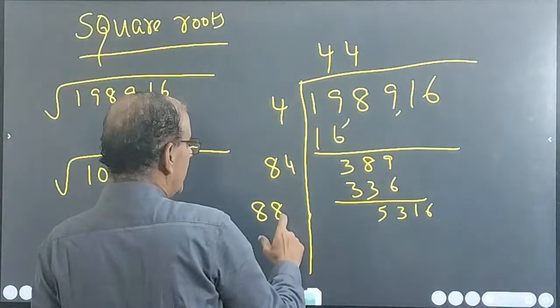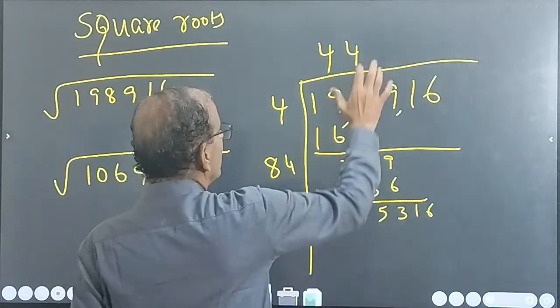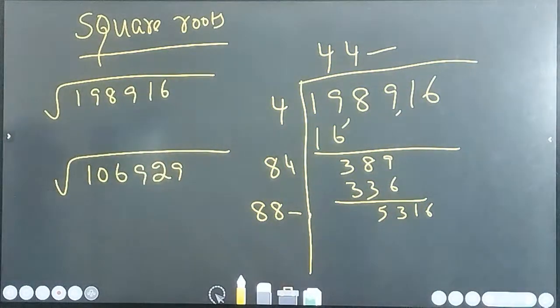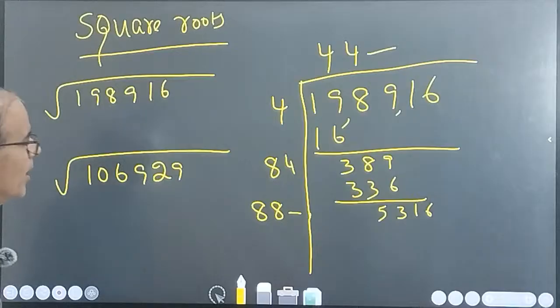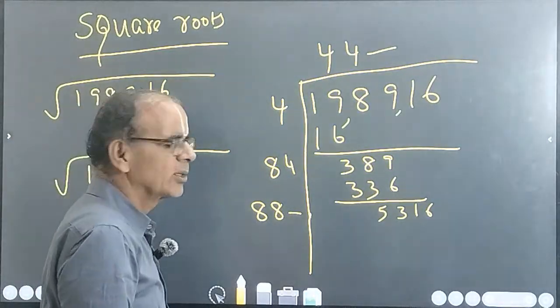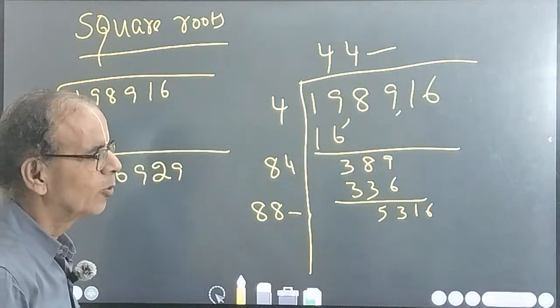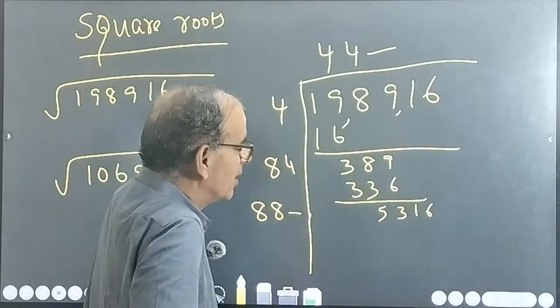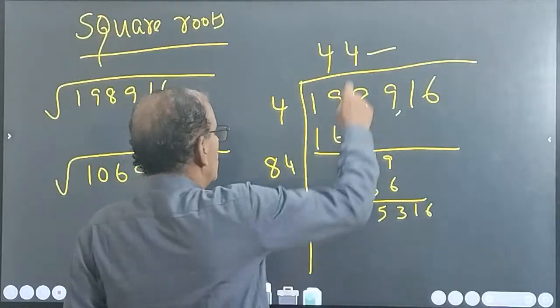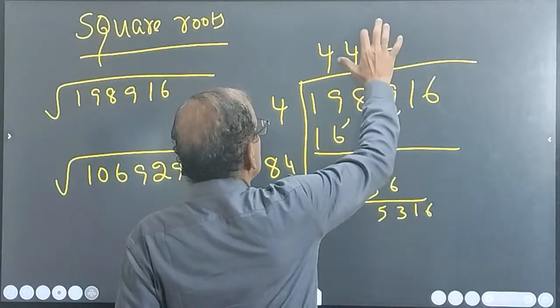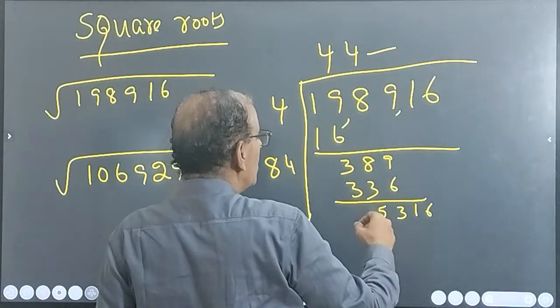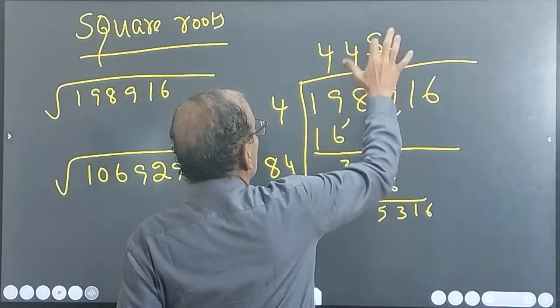This 44 will become 88. Here I have to put a number, and I have to put the same number there. If I multiply, I should get 6. If I multiply 4 by 4, I will get 16. If I multiply 6 by 6, I will get 36. Suppose I put 4, let me see. 4 into 8, only 3200 will come. So you put 8.